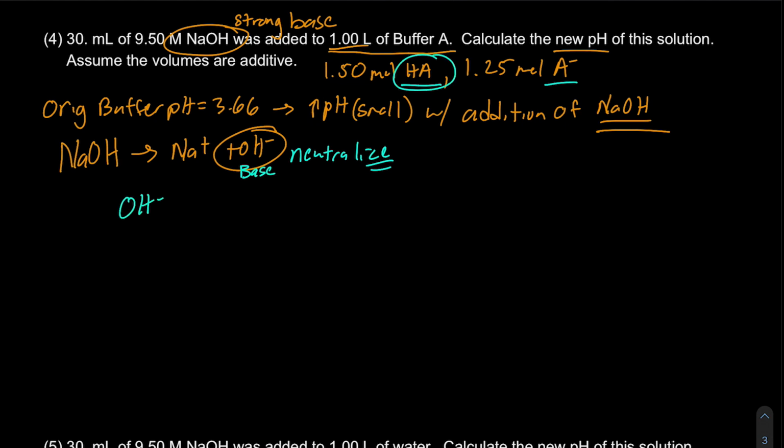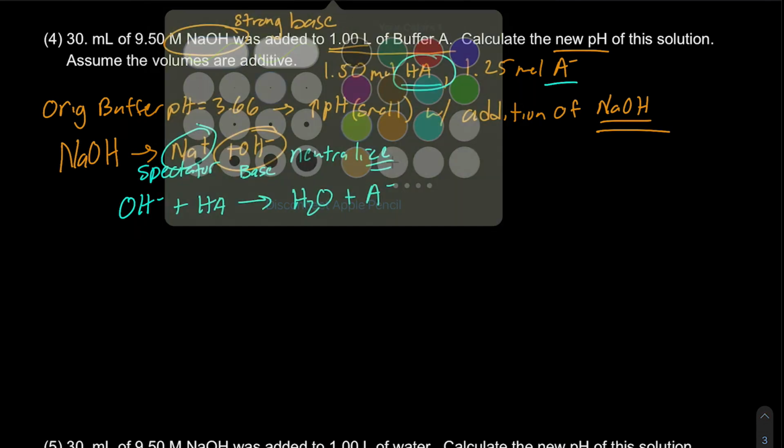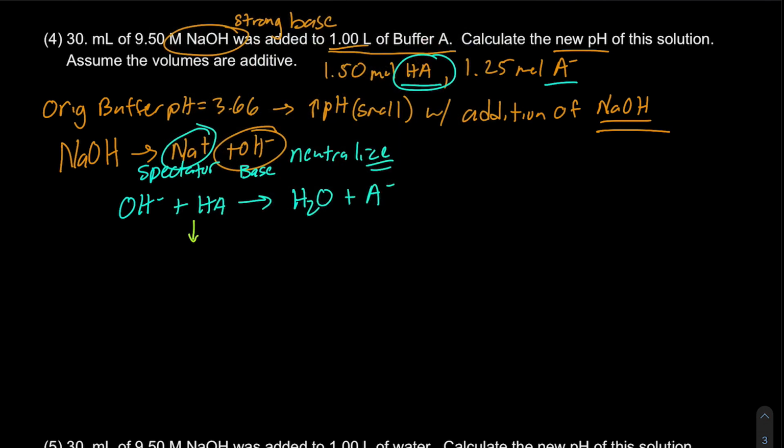So we're going to have hydroxide reacting with our acid, and that's going to give us H2O and A minus. You notice we're ignoring our sodium ion there. That sodium ion is just simply a spectator ion, just hanging out, watching what's happening. So now we have our reaction here. What can we make for an observation? We can say this is going to lead to a smaller amount of our acid. While we're neutralizing that acid, we're also producing more A minus.